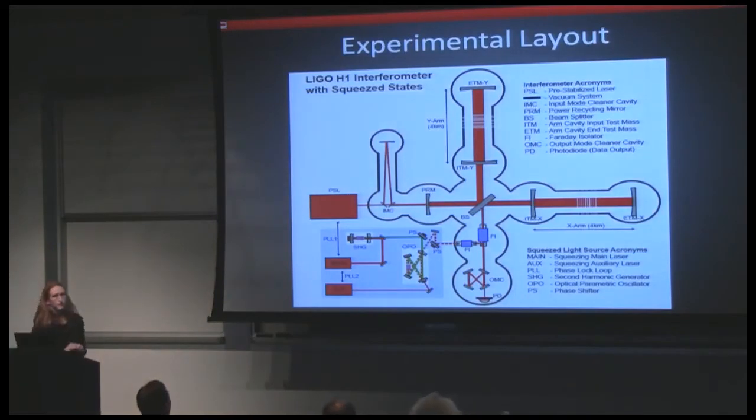So this is just our layout for our experiment. The blue box is the squeeze light source, and we send the light in, well, the squeeze vacuum, in through a Faraday. We use the interferometer's output Faraday as a circulator to send the squeezing in. It bounces off the interferometer and comes back through that Faraday again. And then it passes through the output mode cleaner, and then we detect it on the gravitational wave readout PD.